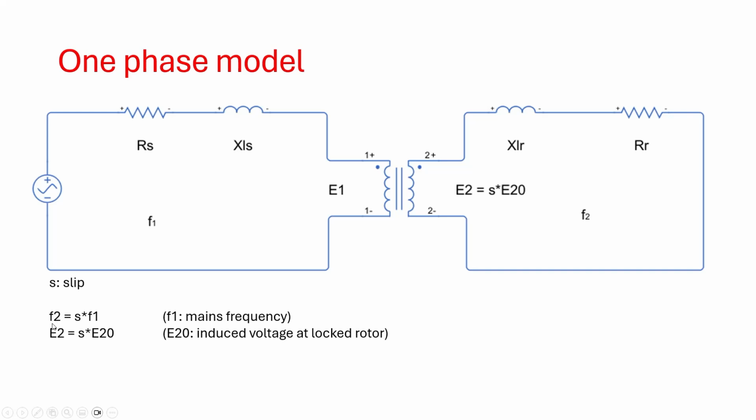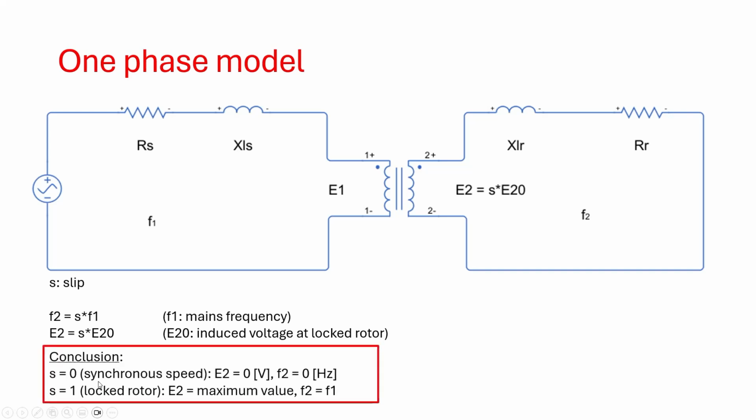And we have 2 equations which say that the frequency depends on the slip and that the induced voltage over here depends on the slip. So F2 is equal to S times F1, in which F1 is the mains frequency, and the induced voltage over here is S times E20, which is the induced voltage at locked rotor conditions.